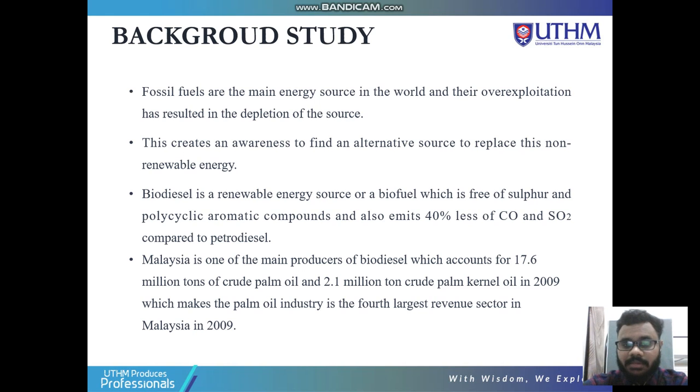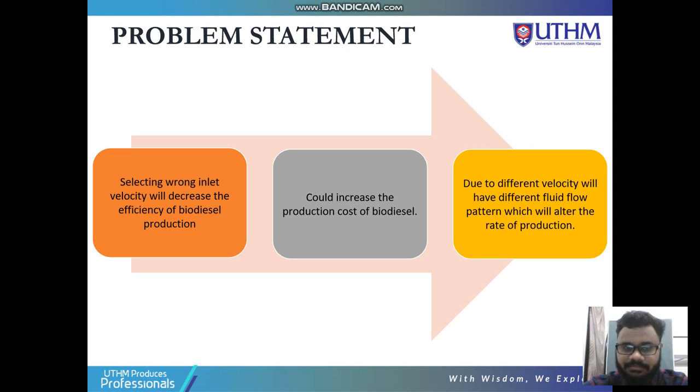Malaysia is one of the main producers of biodiesel, which accounts for 17.6 million tons of crude palm oil and 2.1 million tons of crude palm kernel oil in 2009, which makes the palm oil industry the fourth largest revenue sector in Malaysia in the year of 2009.